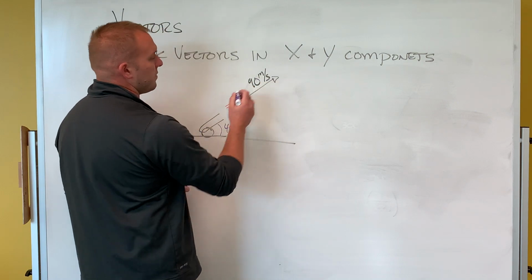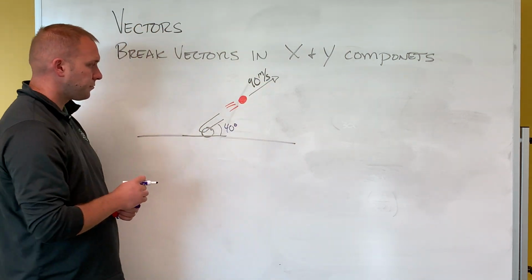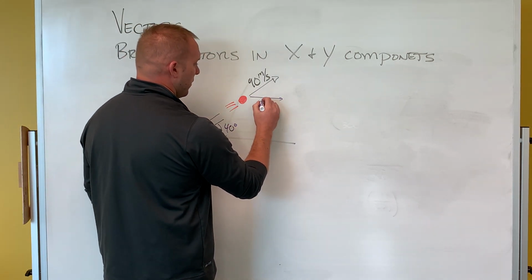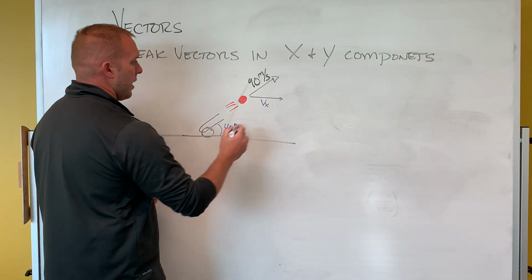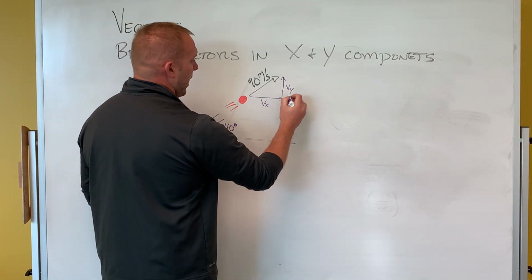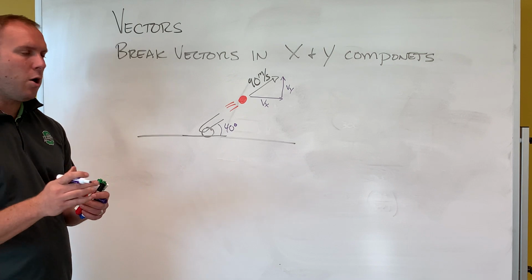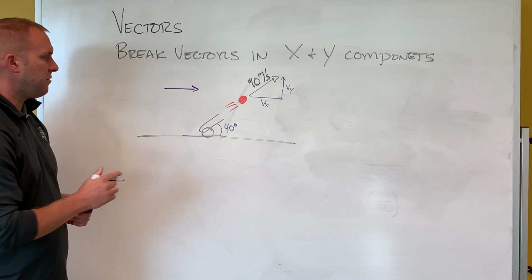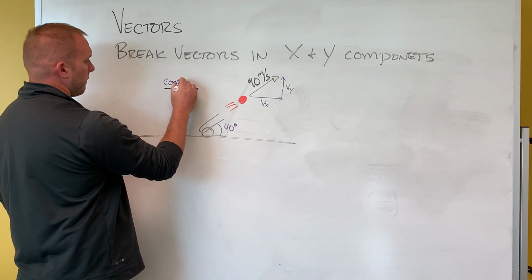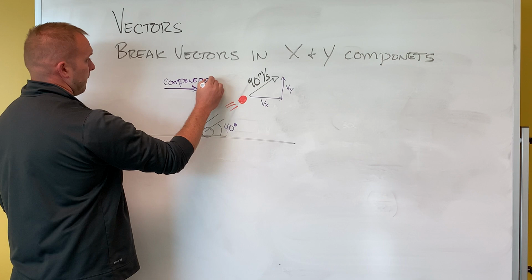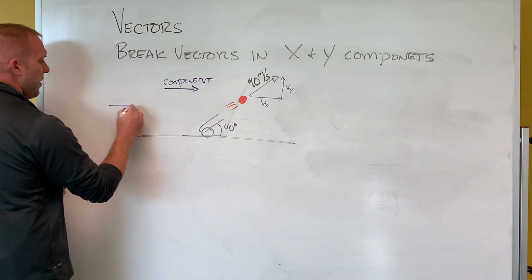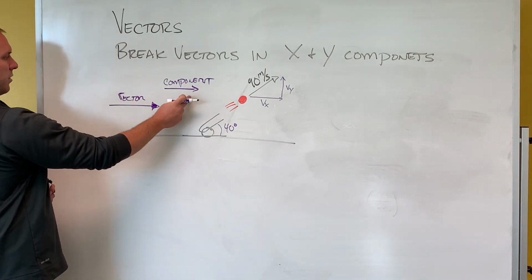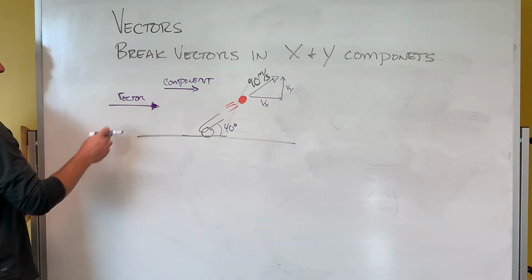So what I can say is this 90 meters per second is going to have an x velocity and a y velocity. I will typically designate components by using arrows that have an open head, whereas a vector will typically have a closed head. So a component has an open head, and a vector has a closed head.